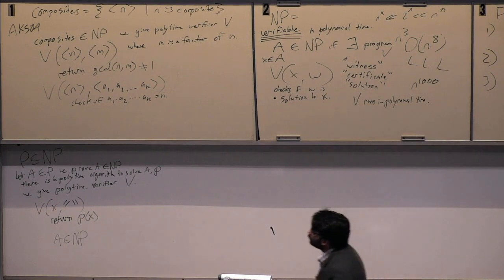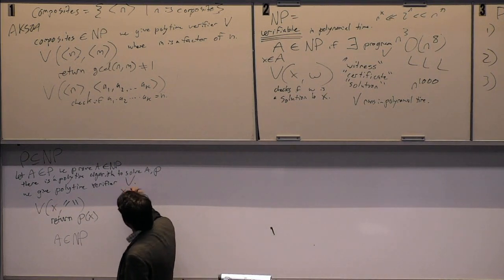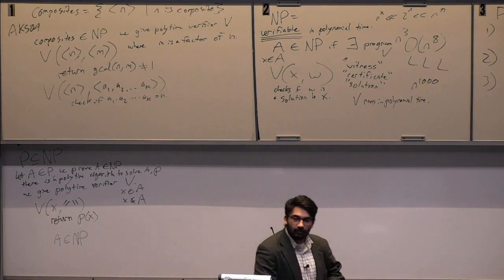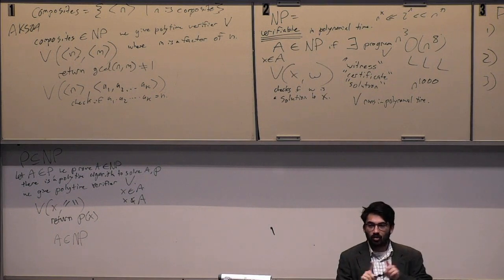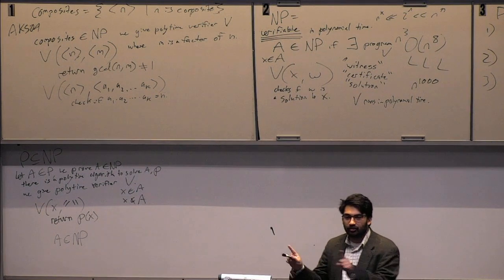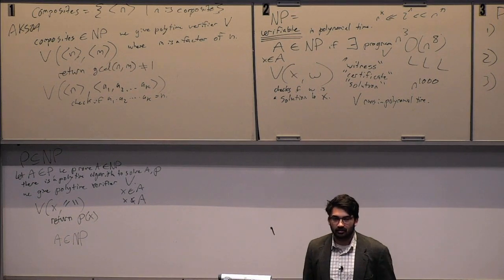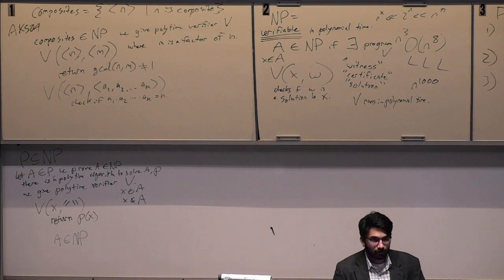X is an A. We want to be able to determine if X is an A or if X is not an A. X is a problem instance. So you can think of a graph and two vertices, and we want to know if there's a path between S and T or if there's not a path between S and T. We just want to determine it. And X is the whole problem instance.